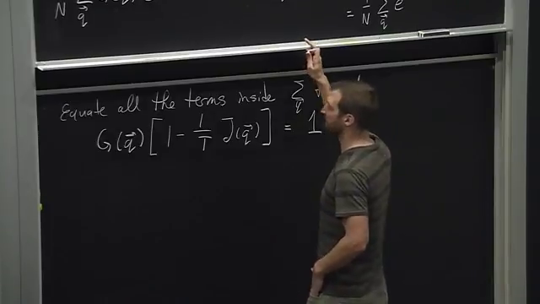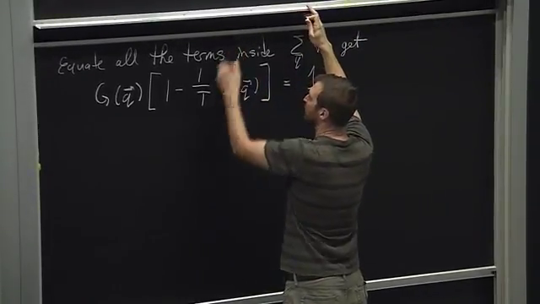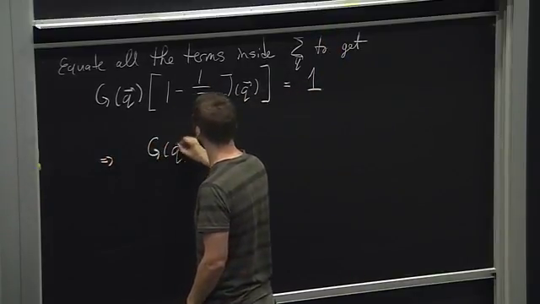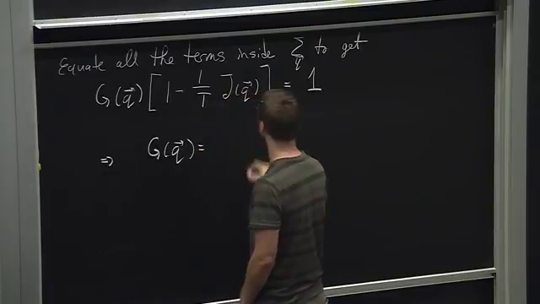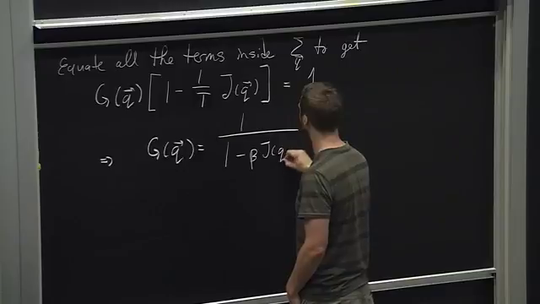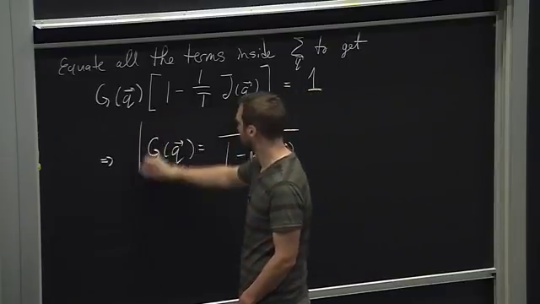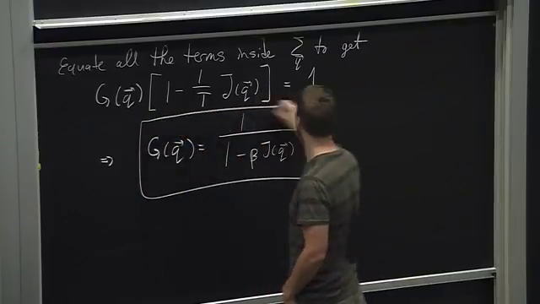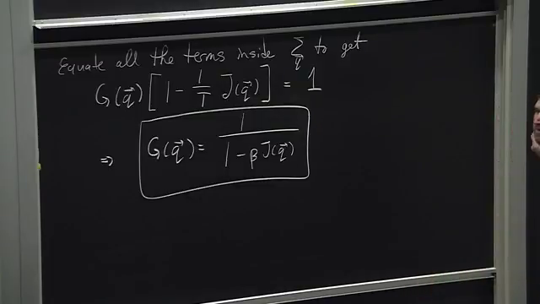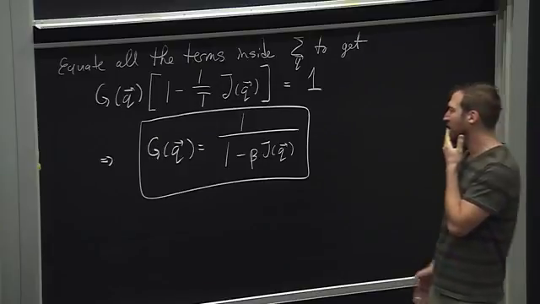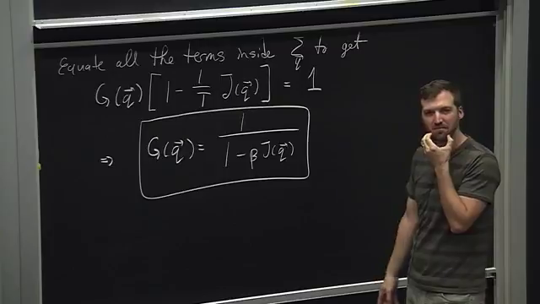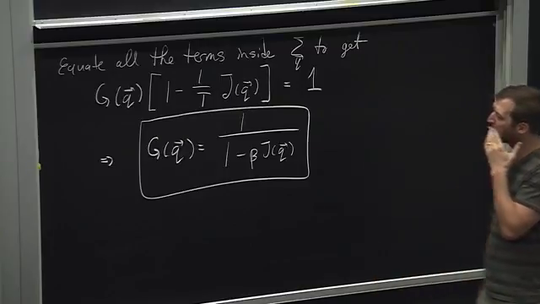So you might see this written sometimes. 1 over t is just beta. So G of Q equals 1 over 1 minus beta JQ. And what we need to do is solve J of Q somehow. Okay, but this is the starting point.